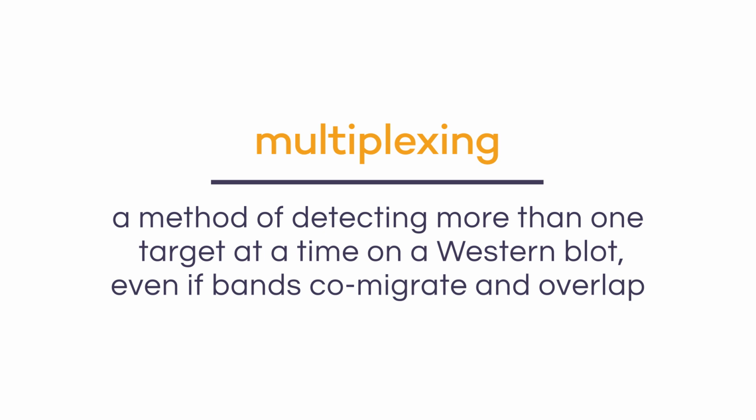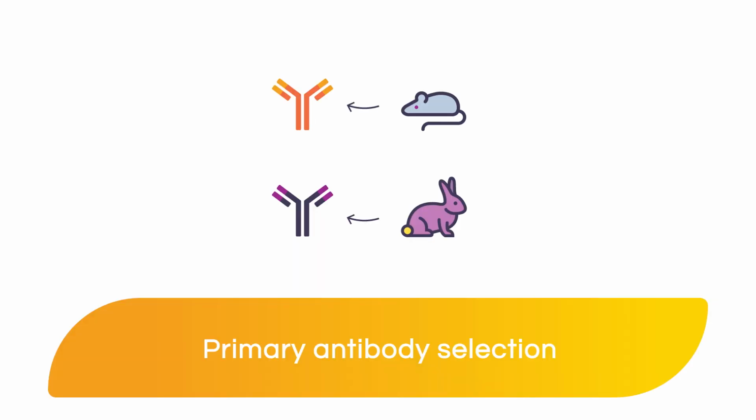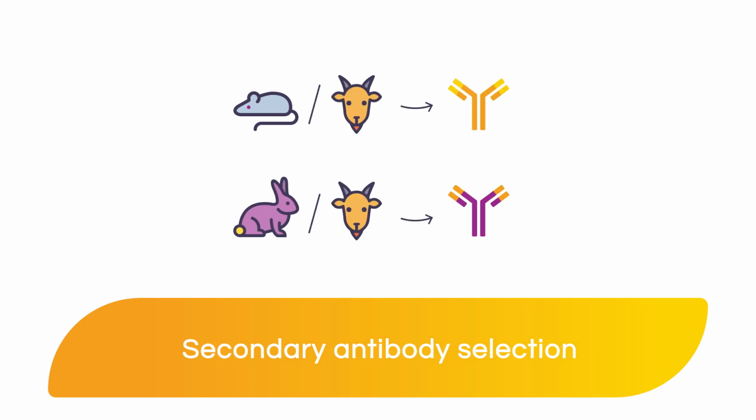If our imaging system has multiple detectors, each tuned to a different specific wavelength, then it is possible to multiplex the detection. That is, to detect multiple different targets at the same time, even if the bands co-migrate and overlap. This can be achieved in practice by using different primary antibodies for each of your targets of interest, each one raised in a different host species, and then using different secondary antibodies, each from another independent host species, and each conjugated to fluorophores that can be detected separately.